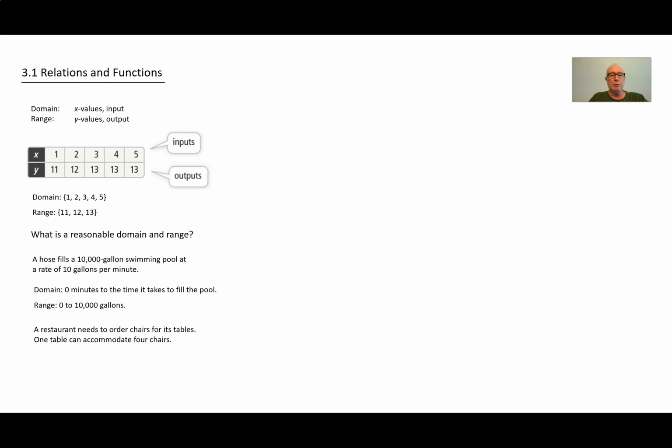So now a reasonable domain, again, you can't have negative tables, but you also can't have half a table. So our domain is 0 tables to the number of tables needed, but a constraint is it has to be a whole number. The range represents the number of chairs. We won't have negative chairs or half a chair, but we'll have 4 chairs per table. So our range is all the multiples of 4 from 0 to 4 times however many tables we have. So that's finding a reasonable domain and range.